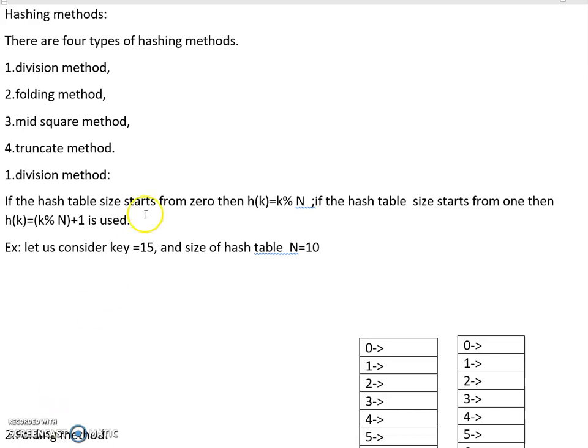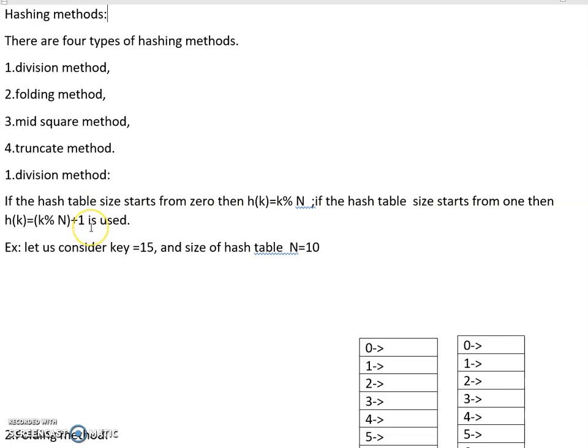Today we are going to discuss hashing methods. Actually there are 4 types of hashing method: division method, folding method, mid square method, truncate method. These are all the 4 methods in hashing methods. First we will see division method.